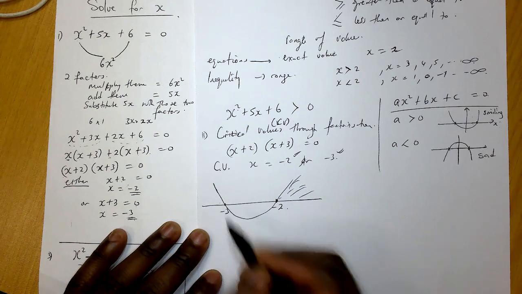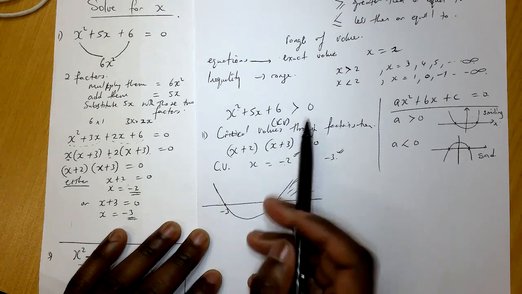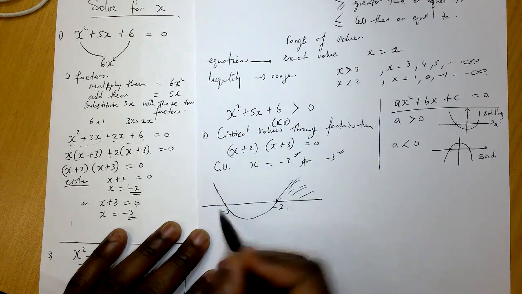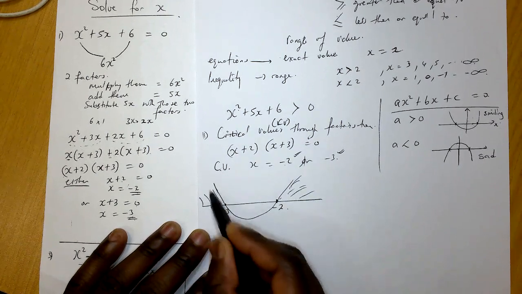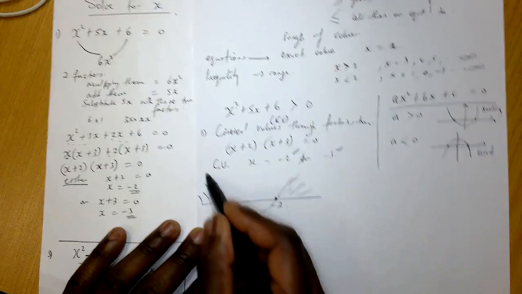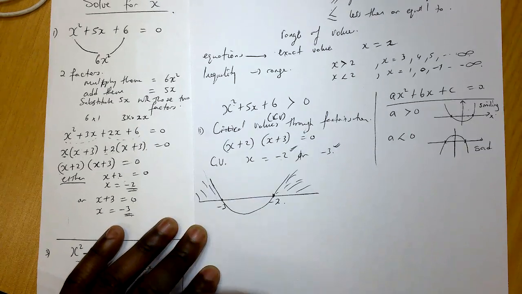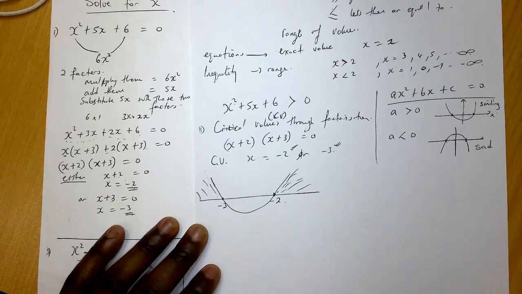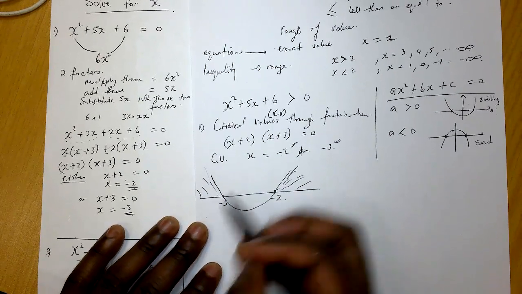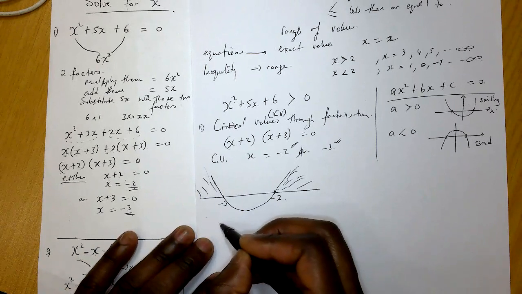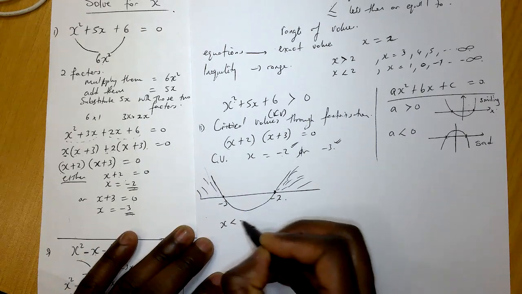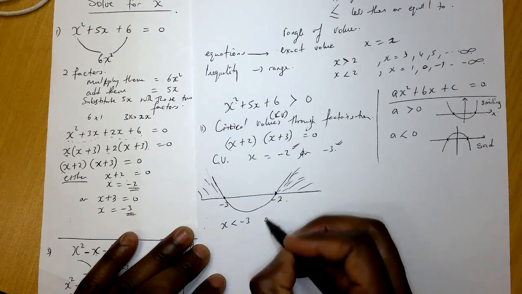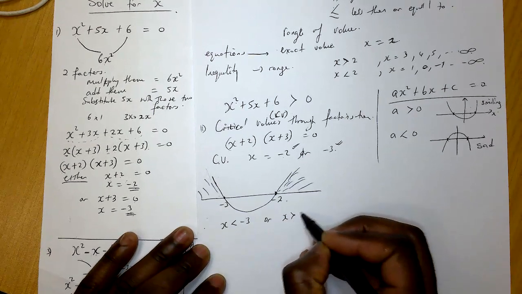Or you also, your function here is greater than 0 for values less than negative 3, because that's where your graph is above the x values. It's above, it's positive here. Okay, and it's positive this side. So now in this case here, x will be less than negative 3. These are the answers now. These are the answers. Or x is greater than negative 2.